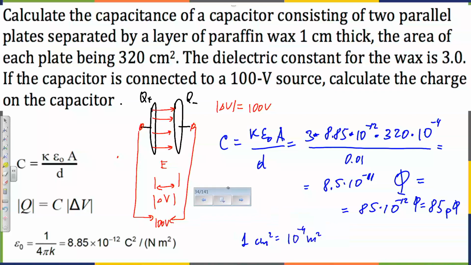And what can we do now? Q equals C times delta V, 85 times 10 to the negative 12 times 100. So, 85 times 10 to the negative 10. That probably would have been converted into nano. So 8.5 nanocoulombs.